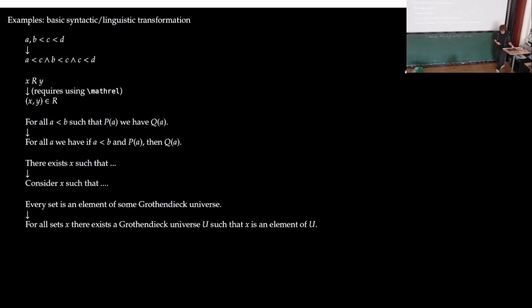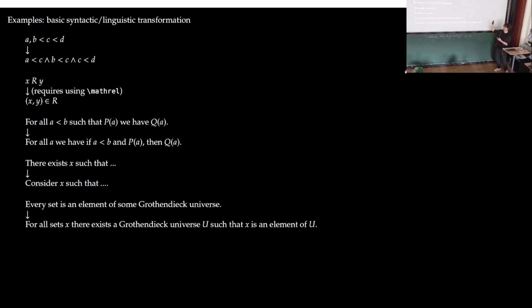And then to give you an idea of how the translation to first order logic works, some of this is fairly straightforward, just simplifying the language. So for example, if we have some kind of relation chaining, like A is less than B is less than C, that gets translated to A is less than B and B is less than C, right?